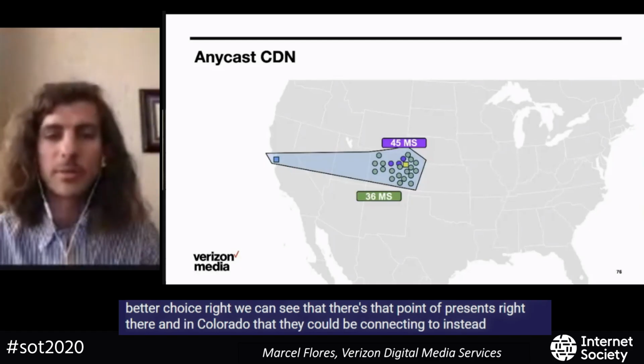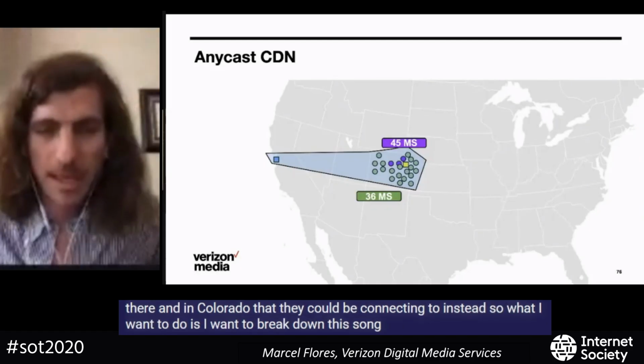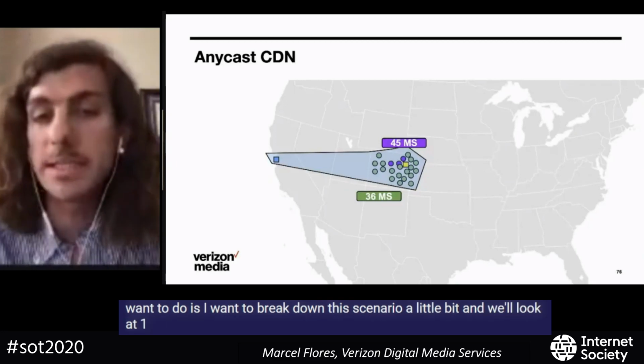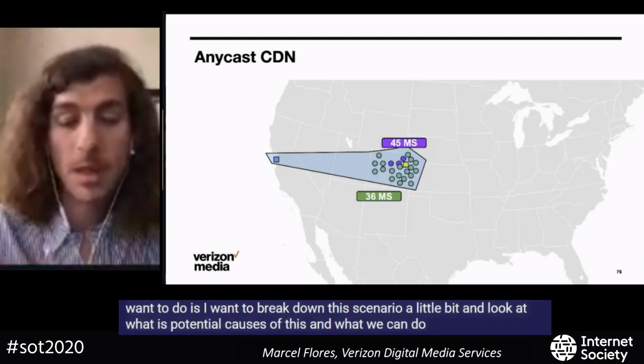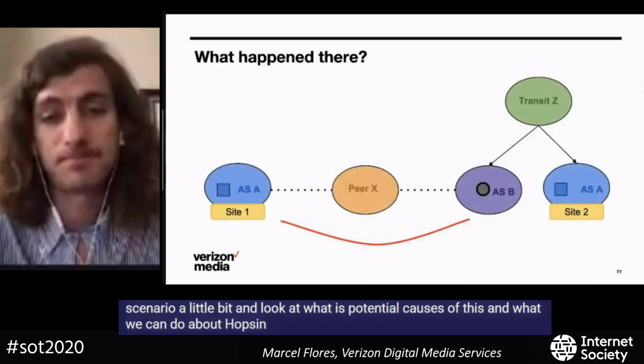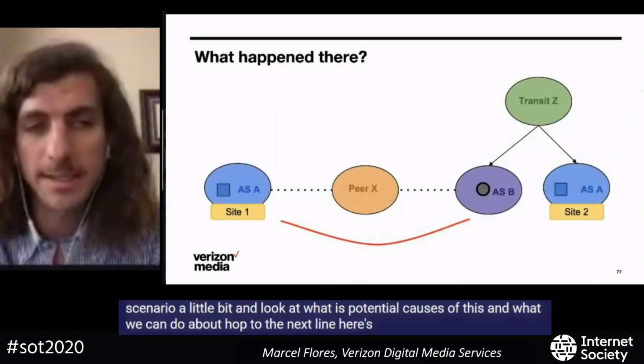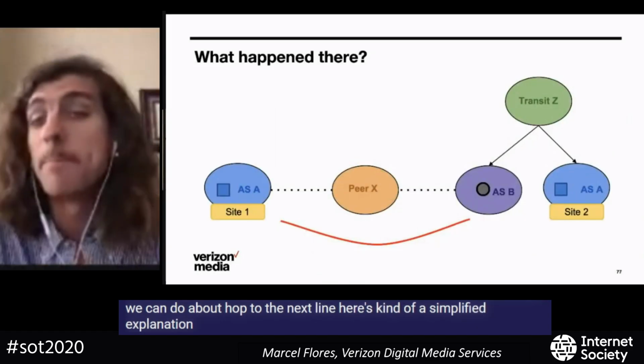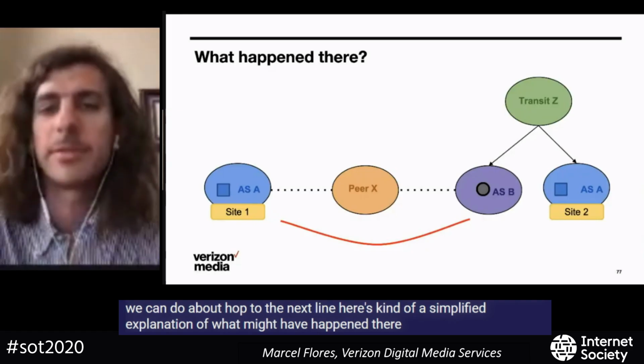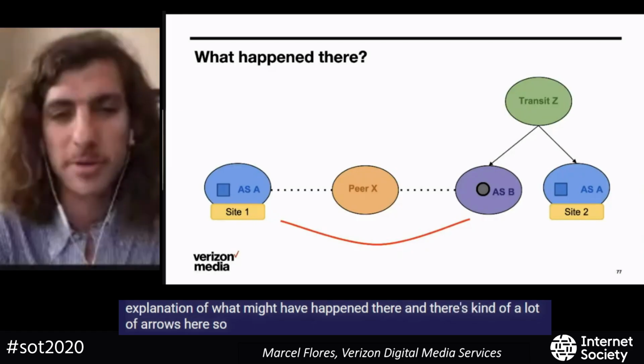So what I want to do is break down this scenario a little bit, and we'll look at one of the potential causes of this and what we can do about it. So if we hop to the next slide, here's a simplified explanation of what might have happened there. There's a lot of arrows here, so we'll walk through it carefully.